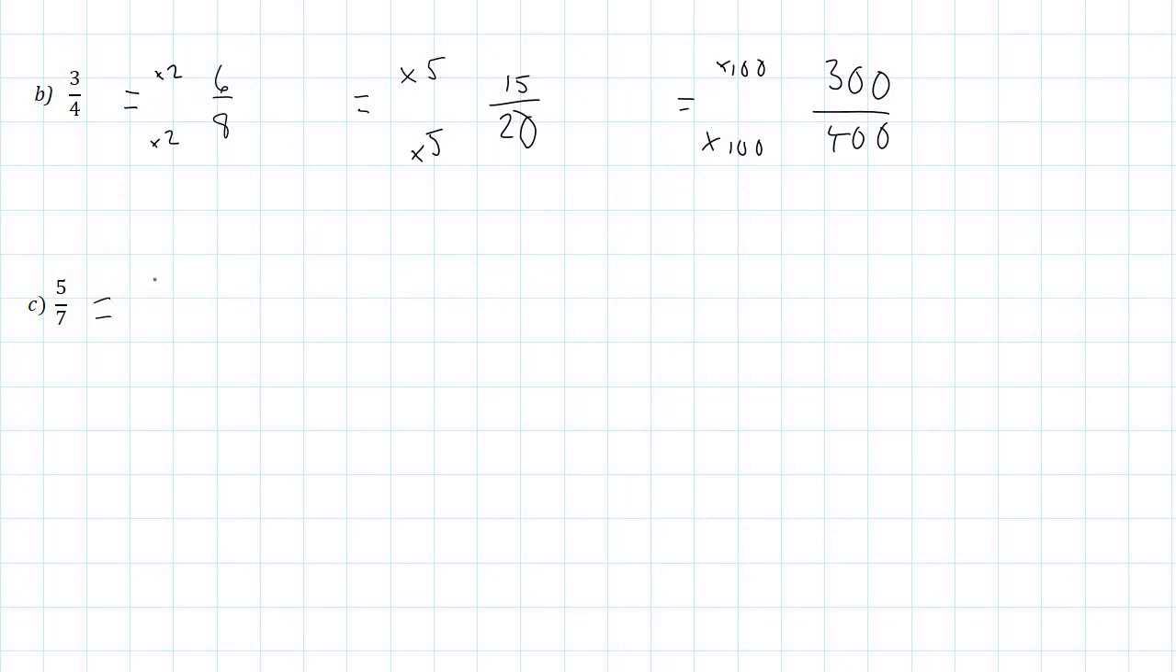5/7, same goes, I could multiply it by 10 and get 50/70. I could multiply it by 3 and get 15/21. Multiply by 7 and get 35/49. Whatever you want to multiply by, these are all the same fraction.